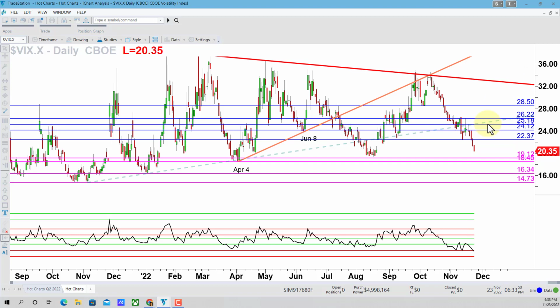So outlook for the VIX to head towards 19.12 to 18.45 first, but if it happens to rebound, then it would only be clearance above this 22.37 that would set the stage for recovery to 25.18 to 26.22.